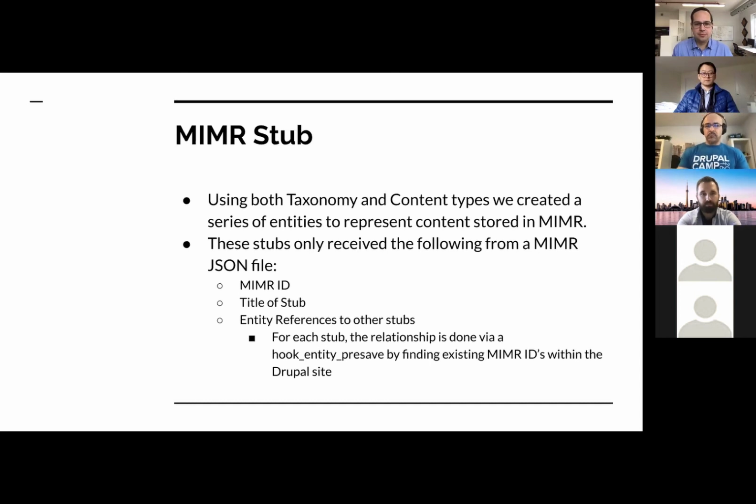The stubs themselves only receive a very minimal amount of information from Mimer. Really, the only things they are receiving are the external Mimer ID, the title of what that piece of content is, and also any references to other stubs that are done through Mimer's external ID. So for each stub, in order to properly link that within Drupal, we basically do an entity hook pre-save call that finds existing Mimer IDs within the Drupal site and then links those two node entities together.